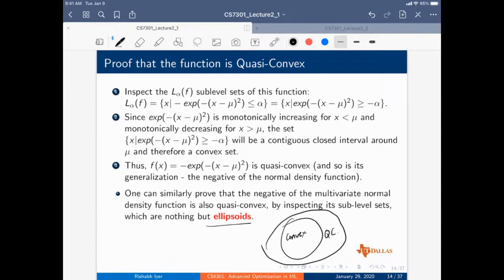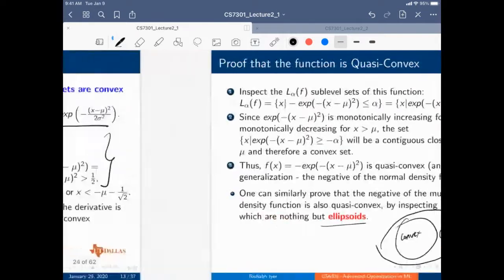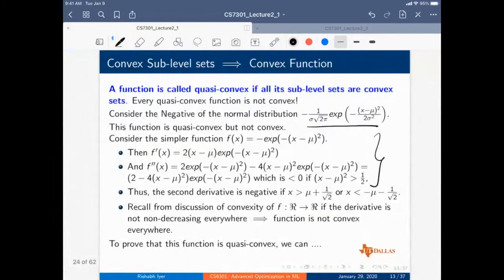Yes, Nathan. My intuition is that if you have a convex function and you took any sublevel set for it, that would also be convex. So if you have a convex function, you can show that it's also quasi-convex, meaning it's a subset.